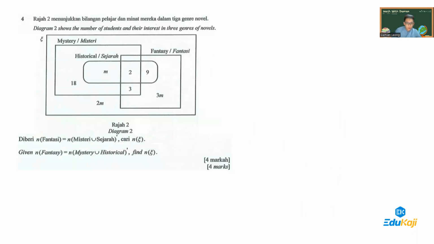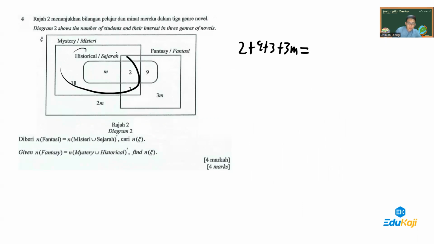Then question 4. Number of elements in fantasy means this whole group. So it's 2 plus 9 plus 3 plus 3m. They say it is equal to the number of elements in mystery union historical, complement. Be aware there's a complement here. Make sure you don't miss it out.